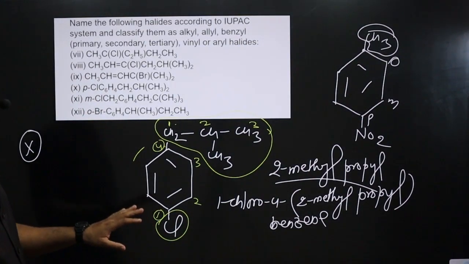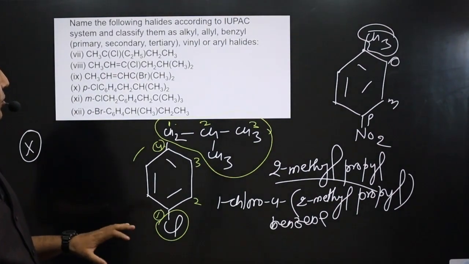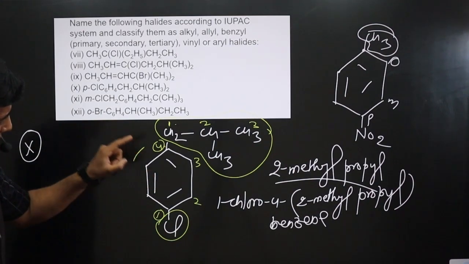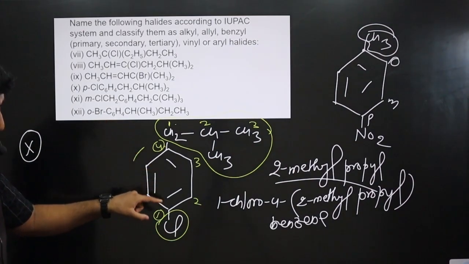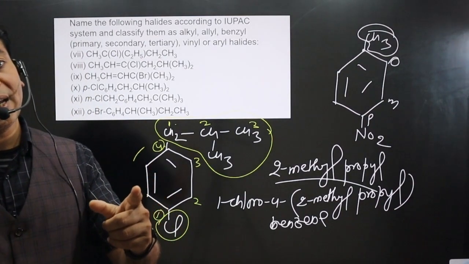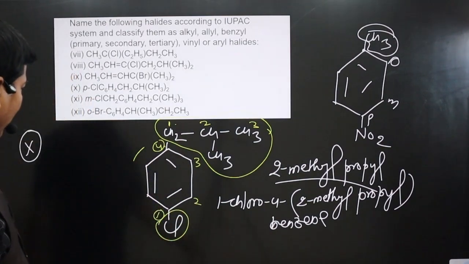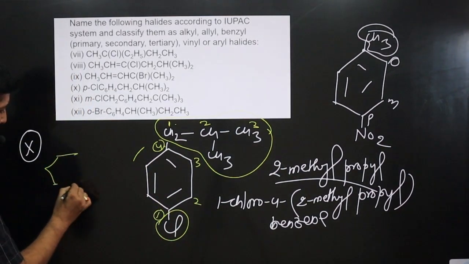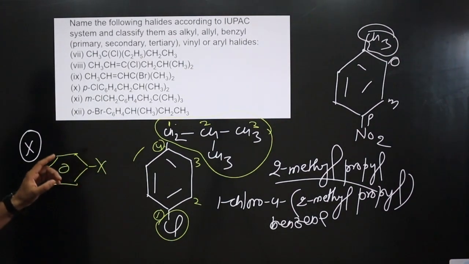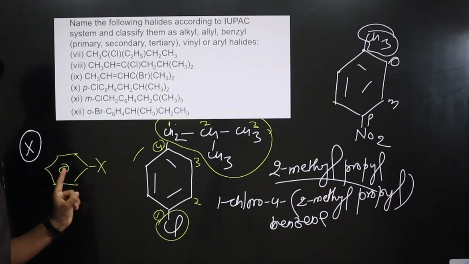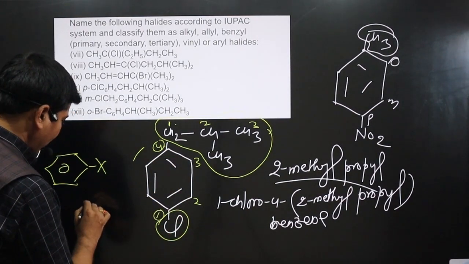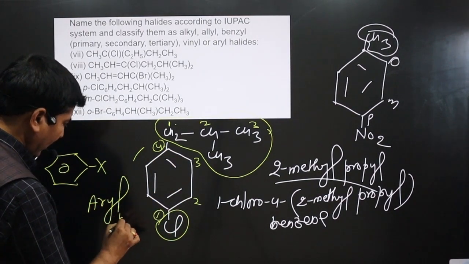Now we have to categorize, classify. Is it vinyl? No, it cannot be vinyl. Allyl? No, it cannot be allyl. Go for aromatic. You can see an aromatic halide is there. In aromatic halides, two types are there: one is benzyl halide and another is aryl halide. In aryl halide, the halogen is attached to the benzene ring directly. You can see this Cl is attached to the benzene ring directly, so we can say this is aryl halide.